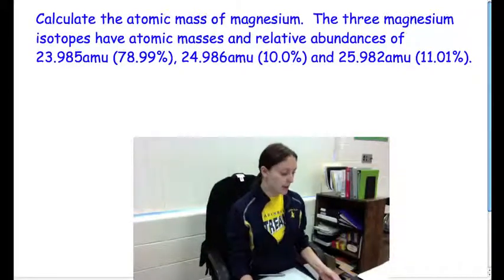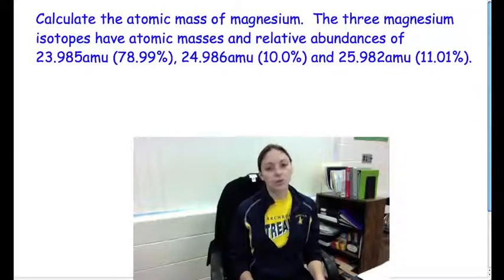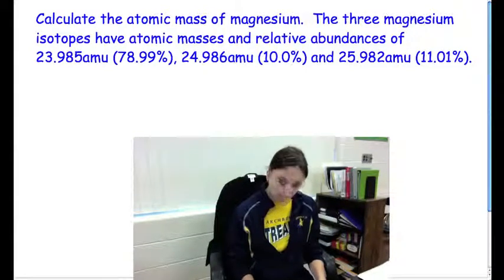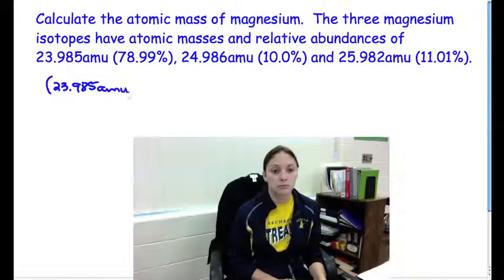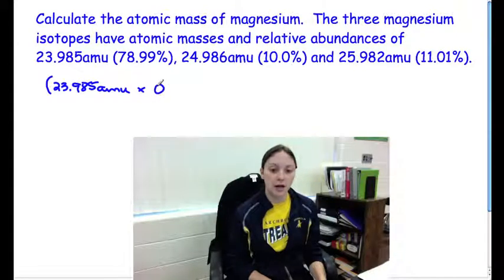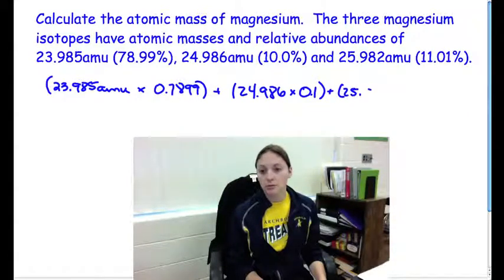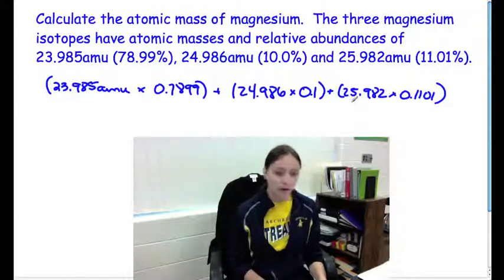Alright, so let's take a look at the next example, which says calculate the atomic mass of magnesium. The 3 magnesium isotopes have atomic masses and relative abundances listed there. So, take our percent times our mass for all of them, add them all up, and that is your weighted average. So I've got 23.985 times 0.7899, plus 24.986 times 0.1, plus 25.982 times 0.1101. Take each one, add it up.